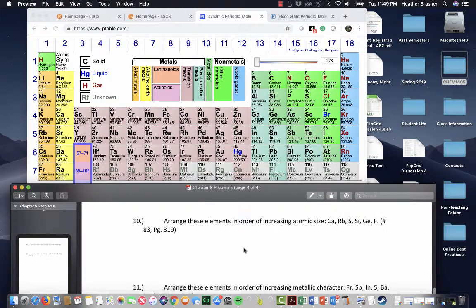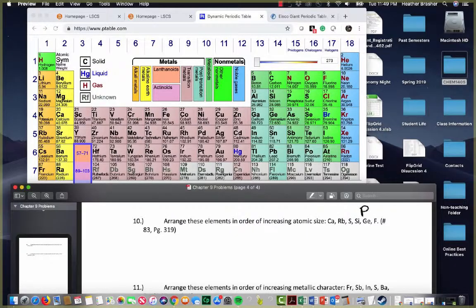Let's see. Now let's talk about atomic size. So we're at 83 now. So when we're looking at atomic size, you can look at page 308. So let's find them on here first, and I will tell you the size increases going down, and the size decreases going this way. So basically, this is the opposite of ionization energy.